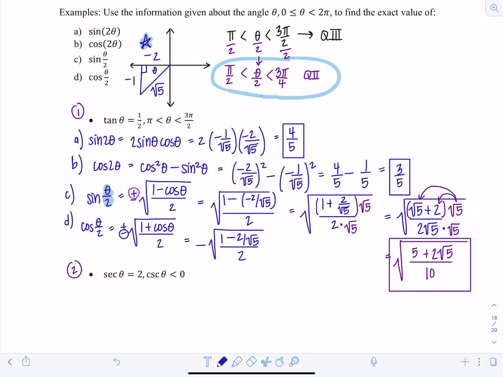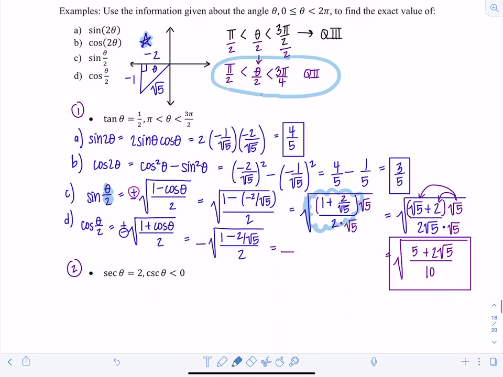And then if you notice and compare with when we were working on the same thing for sine theta over 2, it's basically identical. I just have subtraction in the numerator instead of addition. So we can save ourselves some time and just alter the last result that we got. Just keep the negative on the outside. Oop. We have rad. And then this is going to be 5 minus 2 rad 5 over 10.